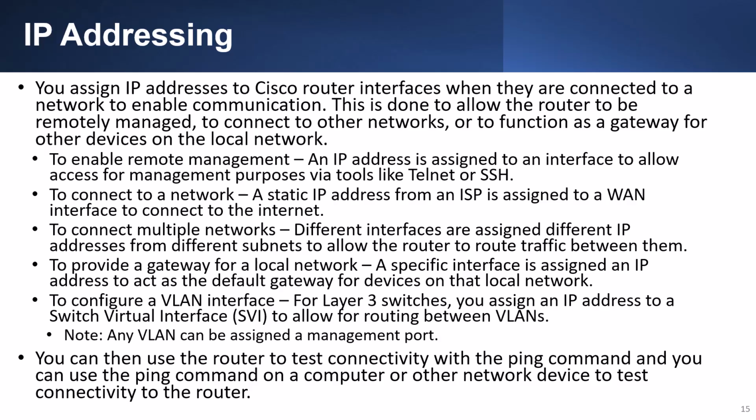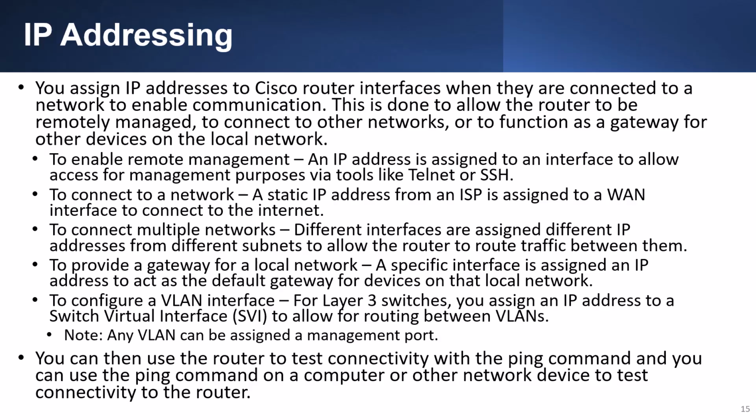To connect multiple networks, different interfaces are assigned different IP addresses from different subnets to allow the router to route traffic between them. To provide a gateway for a local network, a specific interface is assigned an IP address to act as the default gateway for the devices on that local network.